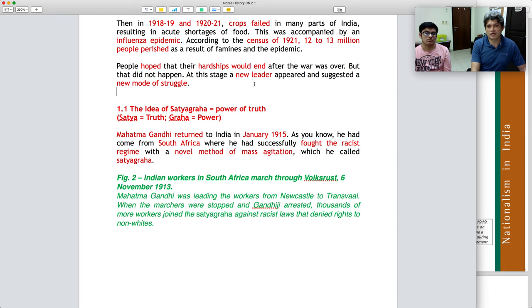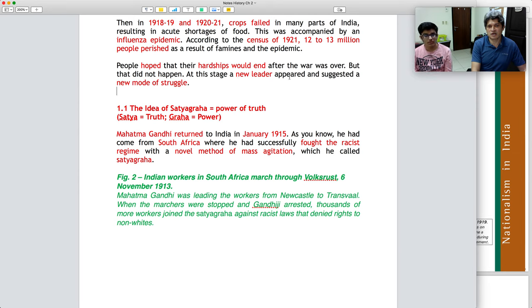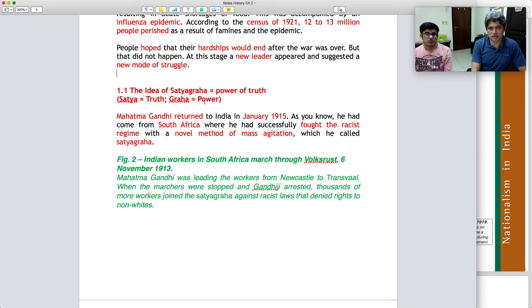So a new leader, Mahatma Gandhi, our father of the nation, appeared. He broke into the scene, and he suggested a new form of struggle: non-violence and the power of truth, satyagraha. Satya is truth and graha is power, the power of truth. So he suggested a new mode of struggle, which was satyagraha.